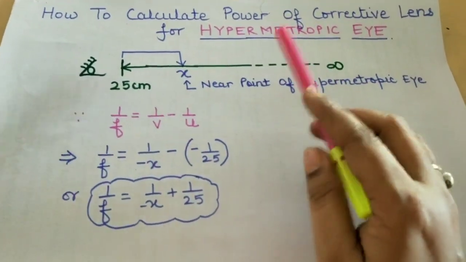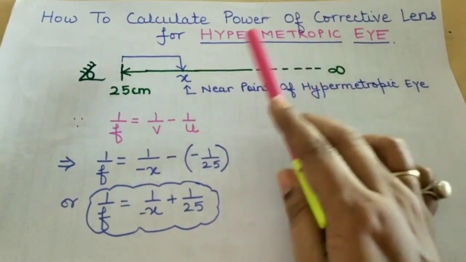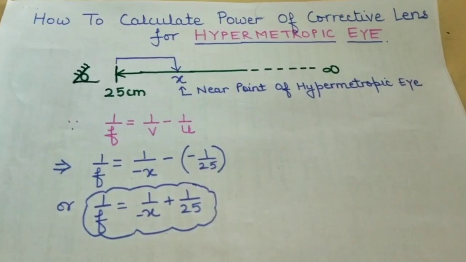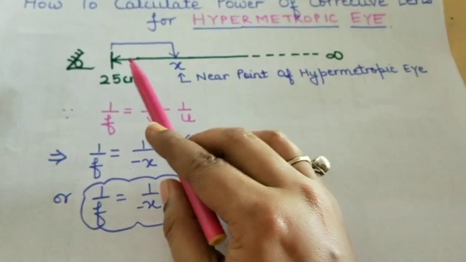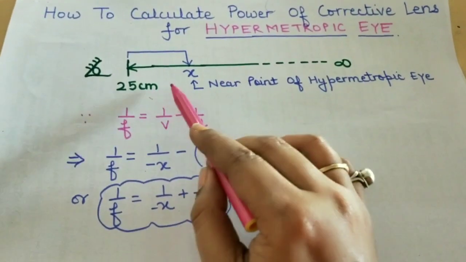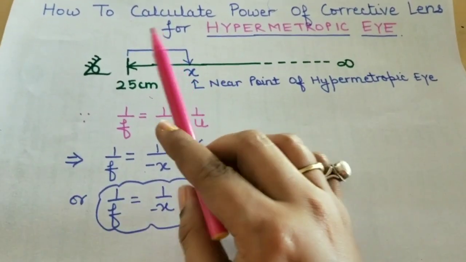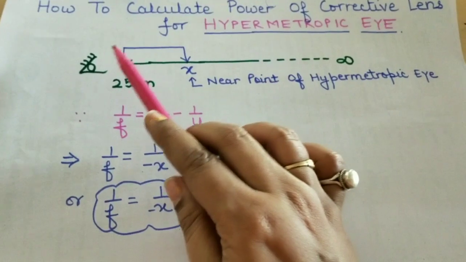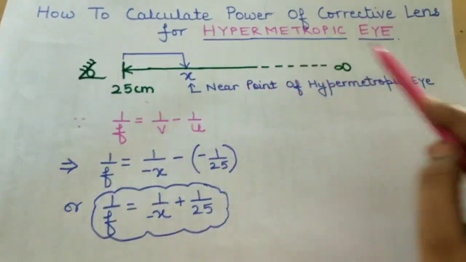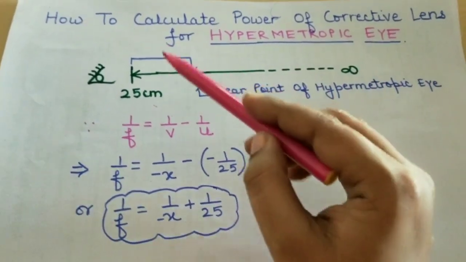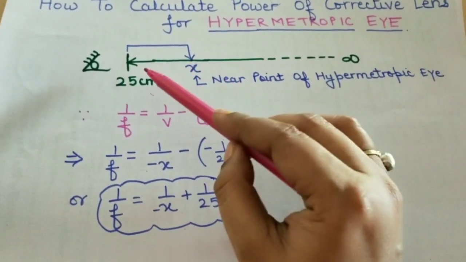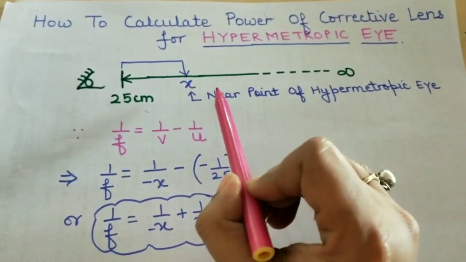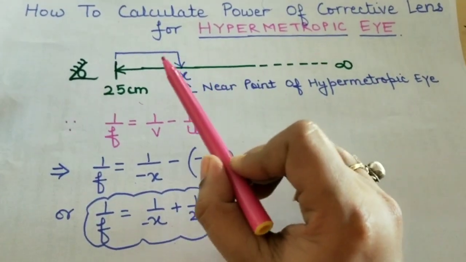Now children, we will learn how to calculate the power of corrective lens for a hypermetropic eye. As I have told you, in a hypermetropic eye, a person cannot see nearby objects clearly. That means the near point, which for a normal eye is 25 centimeter, with the far point at infinity, will shift somewhere else, beyond 25 centimeter. Let us suppose that this is at x.